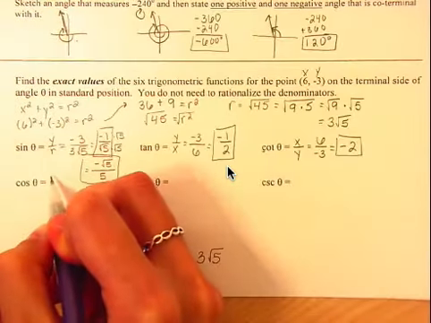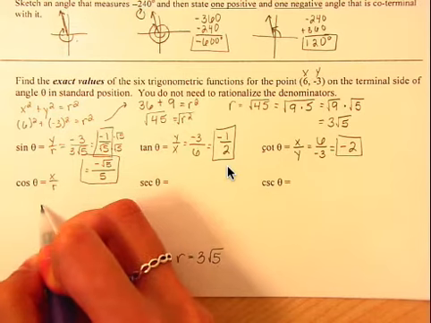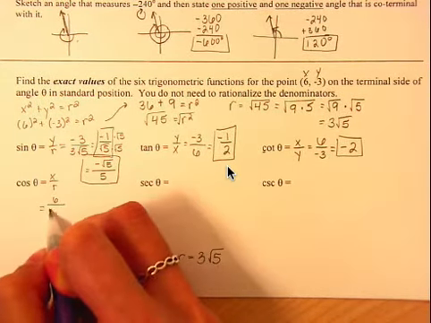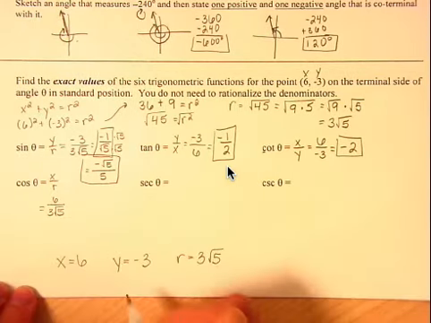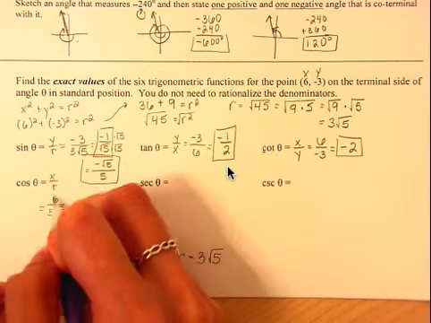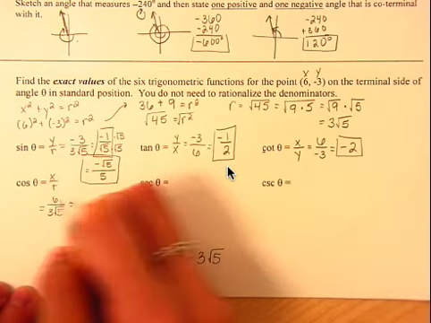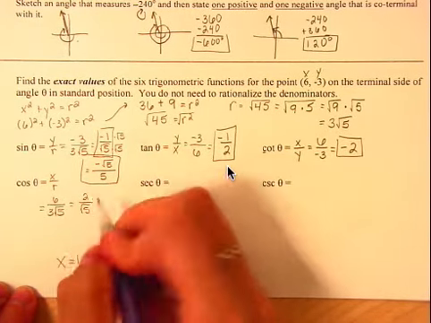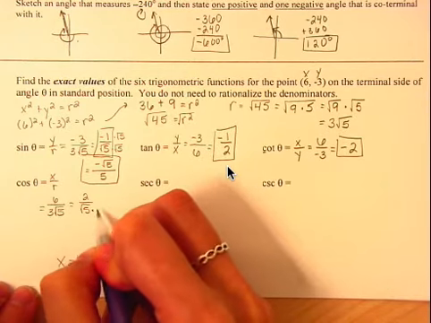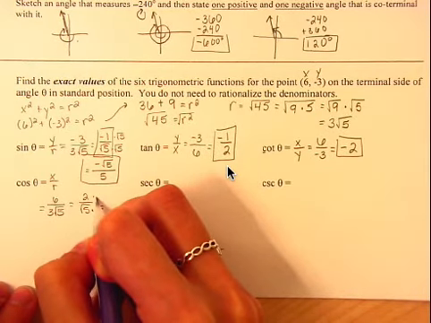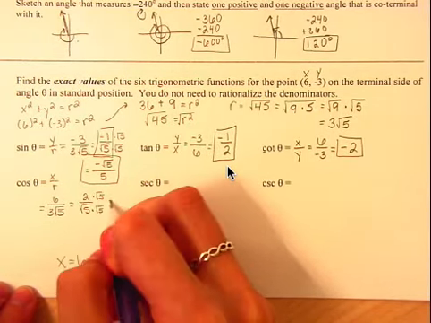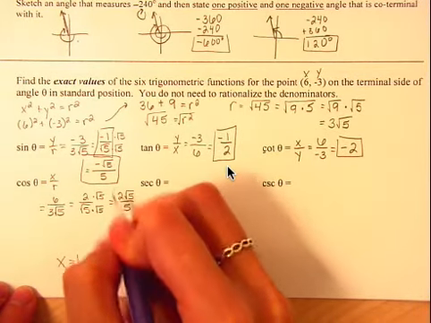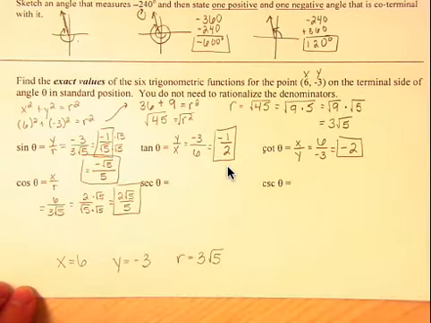Cosine is my x value, so x over r. I know that x is 6. I know that r is 3 square roots of 5. If I simplify before I rationalize, 6 divided by 3 is 2 over the square root of 5. If I want to rationalize the denominator, again, you don't have to, but if you want to, multiply top and bottom by the square root of 5. You get 2 square roots of 5 over 5 for your cosine.